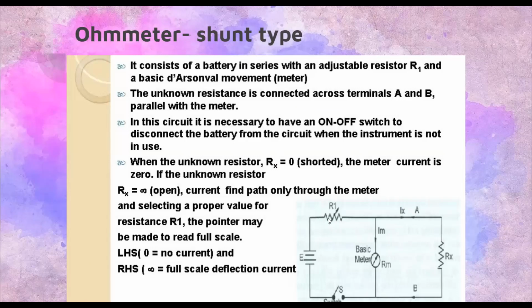Now, what all does it consist of? It consists of a battery, and this battery is in series with R1, right? And this is in shunt, the basic meter, that is the PMMC mechanism. Fine. As usual, the unknown resistance is connected between A and B. But here there is a switch.